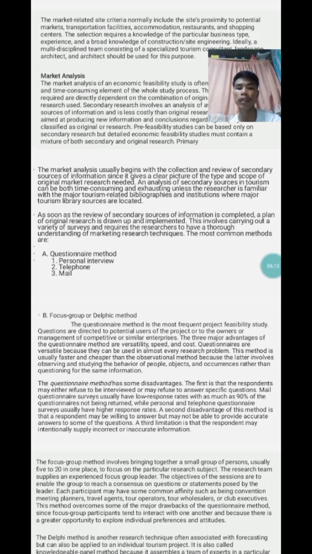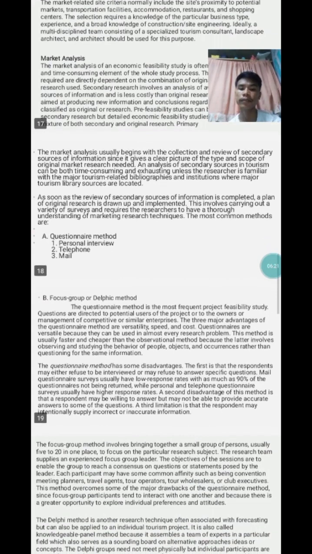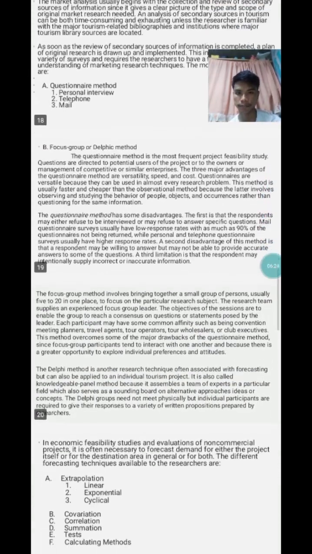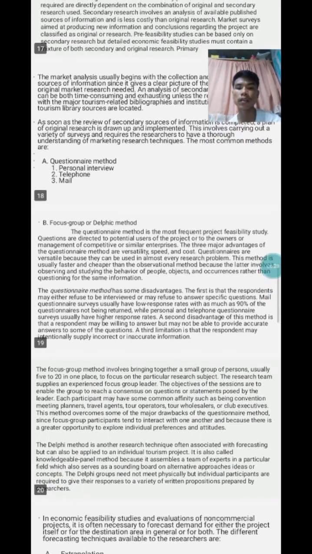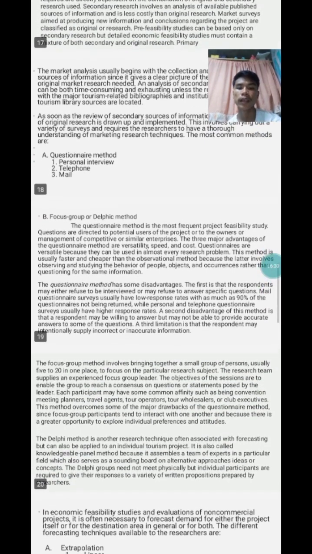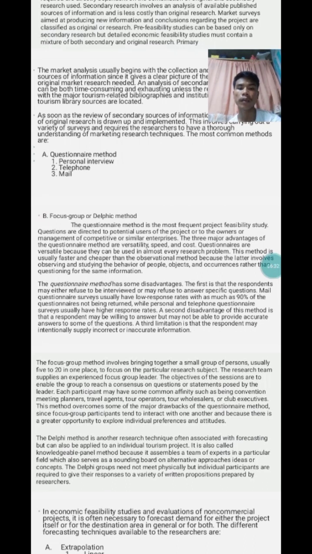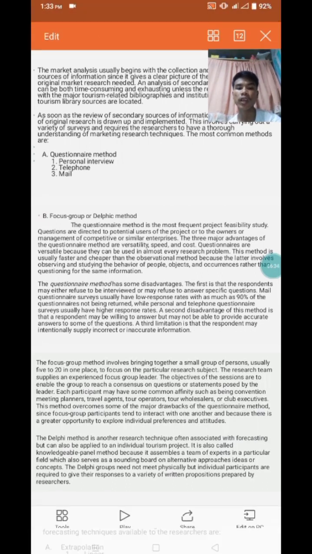The most common methods are the questionnaire method, personal interview, focus groups, and Delphi methods. The questionnaire is the most frequent.